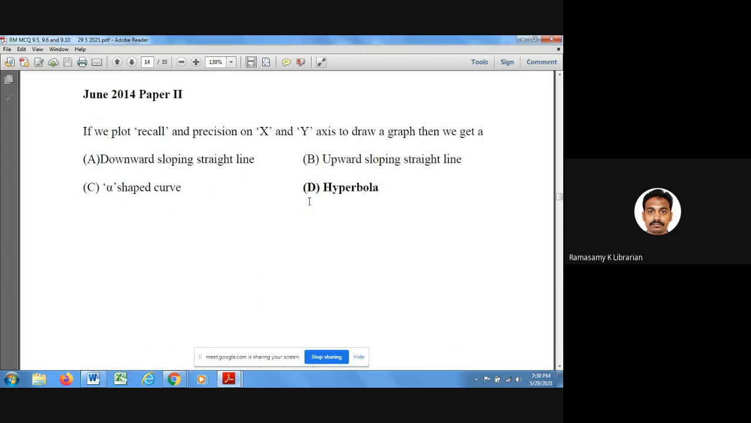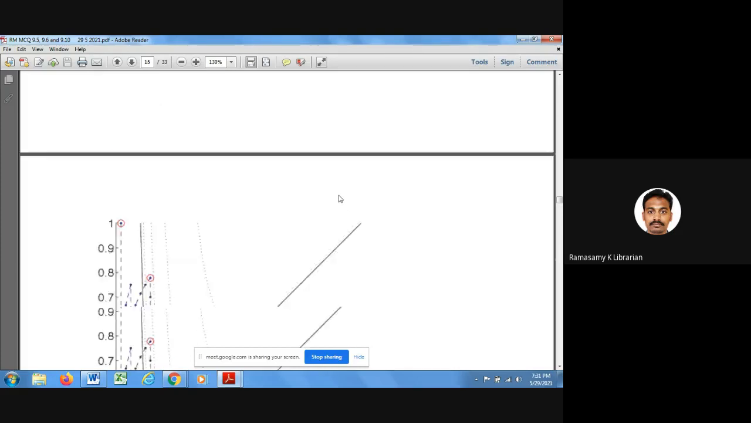Then, if we plot recall and precision on the X and Y axis, you take a graph sheet, take X and Y axes, and have recall value and precision value. Whatever graph you get, that is called what? I have been telling you, recall and precision will always have an inverse relationship. When recall is higher, precision will be less. When precision is higher, recall will be less. This kind of inverse relationship gives a sloping curve, that is called a hyperbola. How will it look? It will look like this.